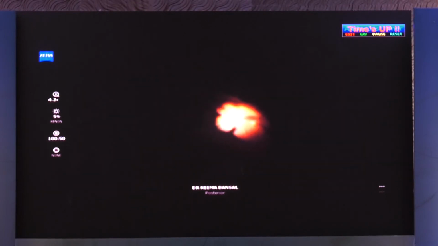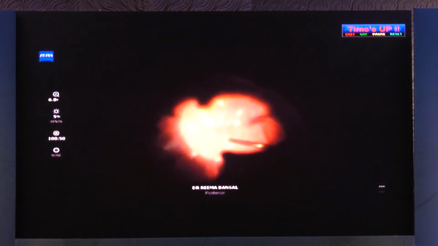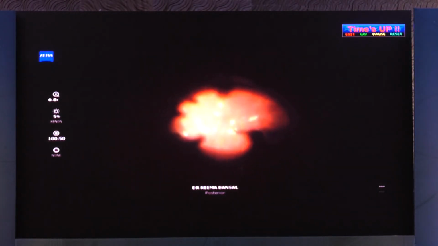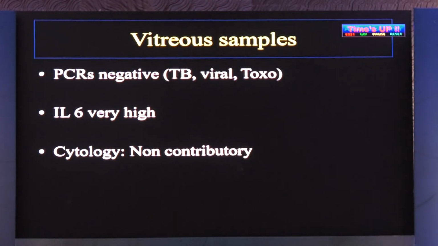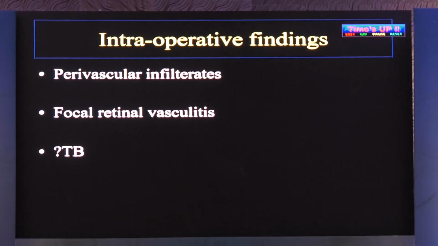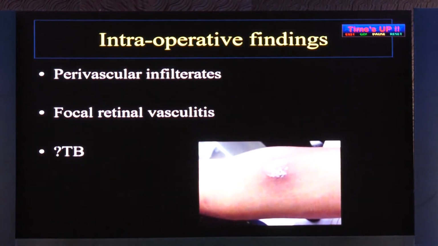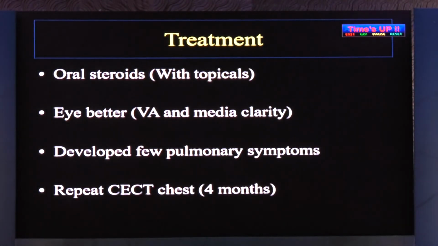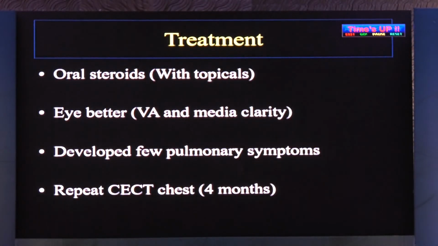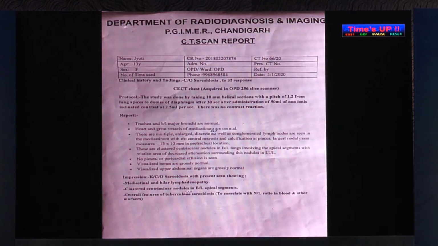So this examination was not possible pre-op because of the dense vitritis. So we can see there are a lot of exudates on the retinal surface. These were all along the retinal vessels. So although her labs were all negative on the vitreous samples, because of the intra-op findings, we had a diagnosis of TB in our mind, but again, because the pulmonologists were not ready to start the ATT, we did not. However, 4 months later, she developed a few pulmonary symptoms for which CT chest was repeated by the pulmonologist this time, and then they labeled this patient as tuberculosis.